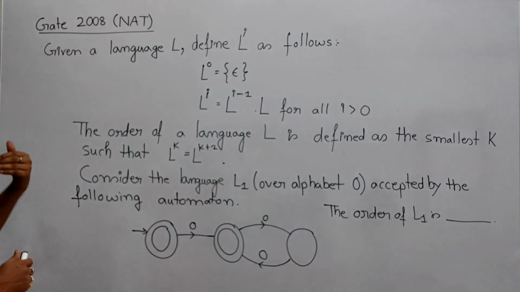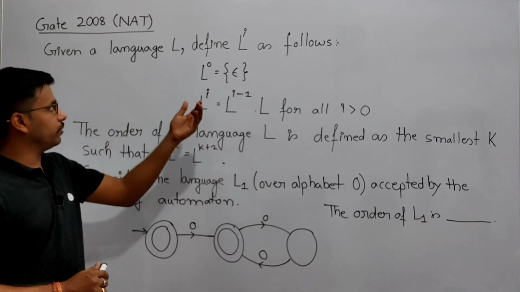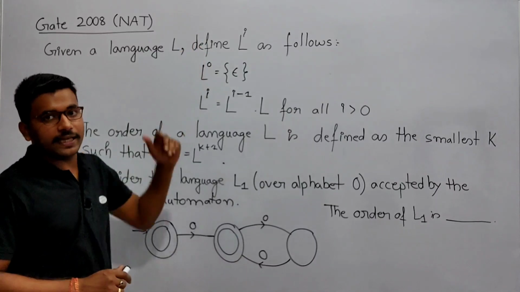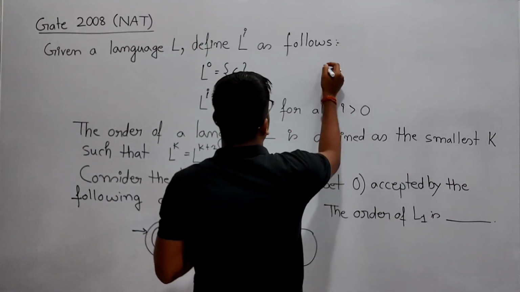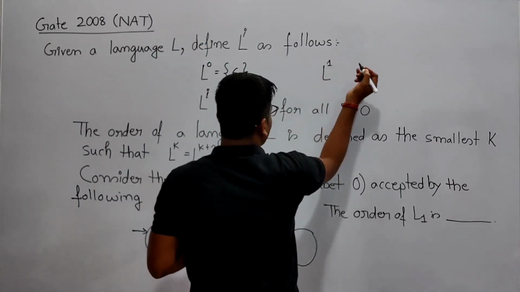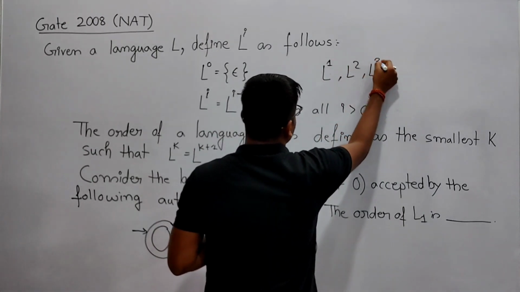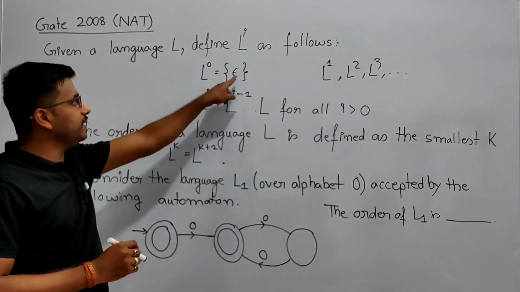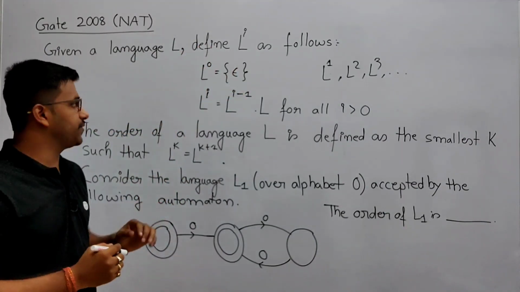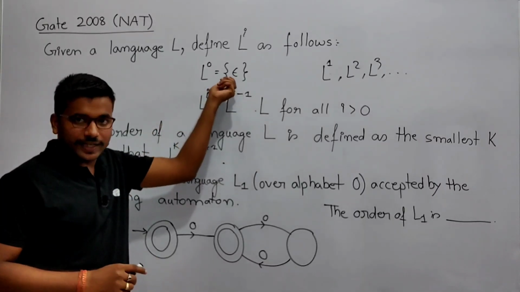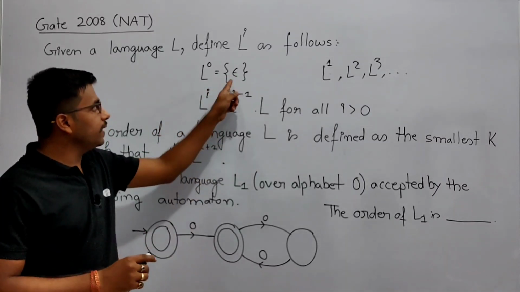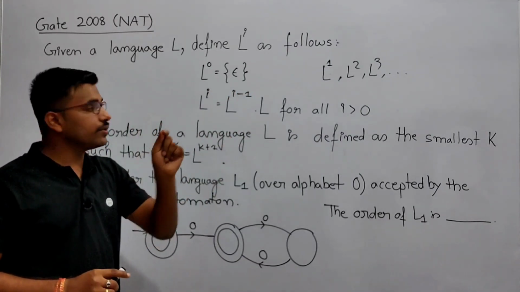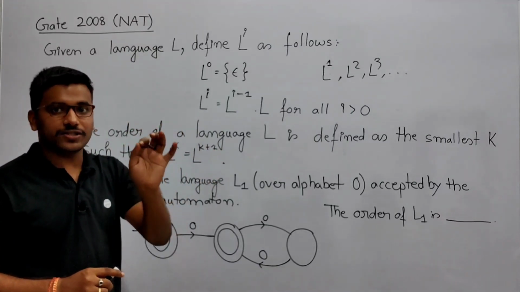It is saying that given a language L, define Li as follows. Assume that L is a language, and they are defining Li, meaning L to the power i, so you can assume L1, L2, L3 like this. Now, L to the power 0 is epsilon. So L to the power 0 contains only epsilon, a language containing one string whose length is 0. It is not an empty language. It is a language containing one string whose length is null, that is 0.